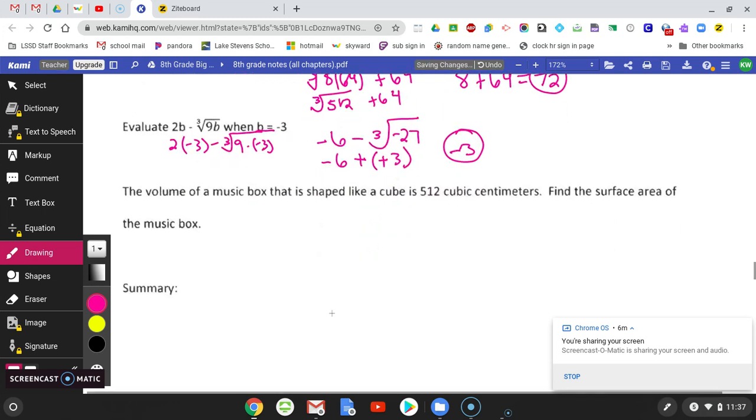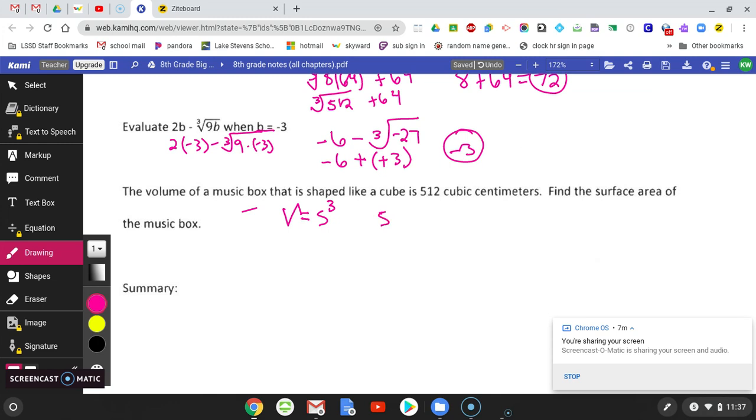All right, we have one word problem. The volume of a music box that is shaped like a cube is 512 cubic centimeters. Find the surface area of the music box. So volume is equal to the side cubed.